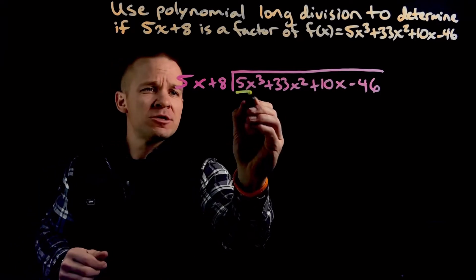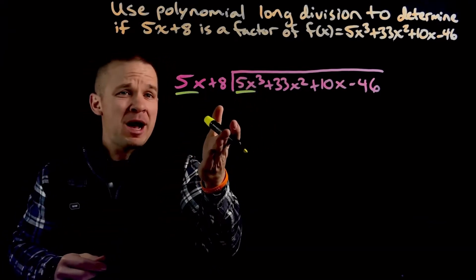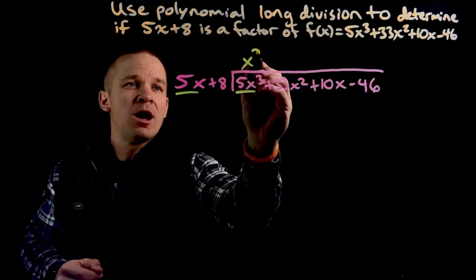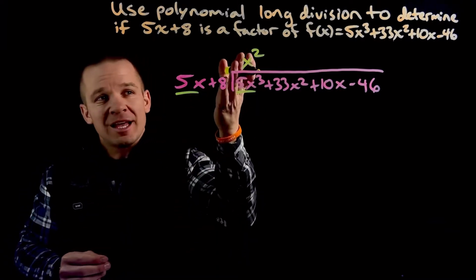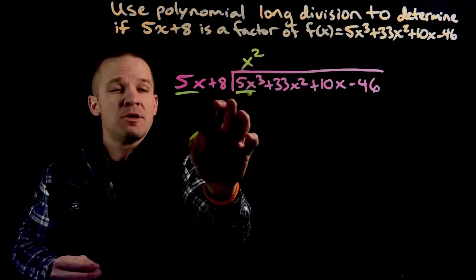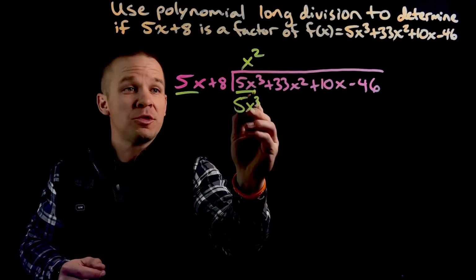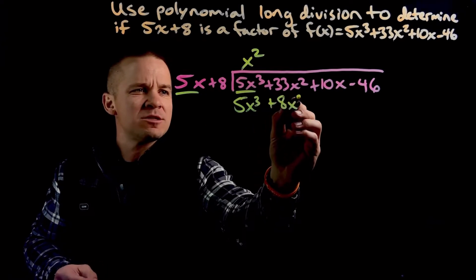So I'm going to look at my first term here and my first guy here. 5x cubed divided by 5x is going to give me x squared. I'm going to jot that down up top. All right, I'm dividing that out. This is the first result. Then I'm going to take that x squared, multiply it to these two, and then write that below those two. So I'll have 5x cubed. Those guys will match up. And then x squared times 8 is going to give me 8x squared.